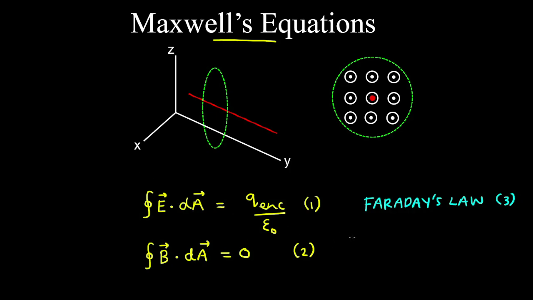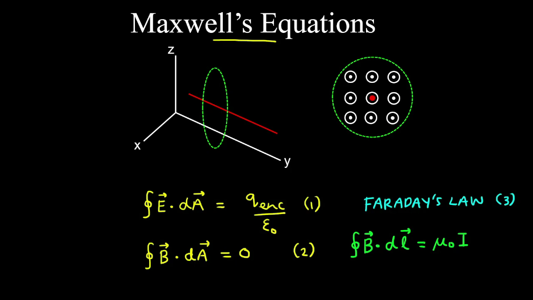And Maxwell's fourth equation is Ampere's law that we've covered, where we have the integral of the magnetic field over a closed loop is equal to the magnetic permeability by the enclosed current in that loop.